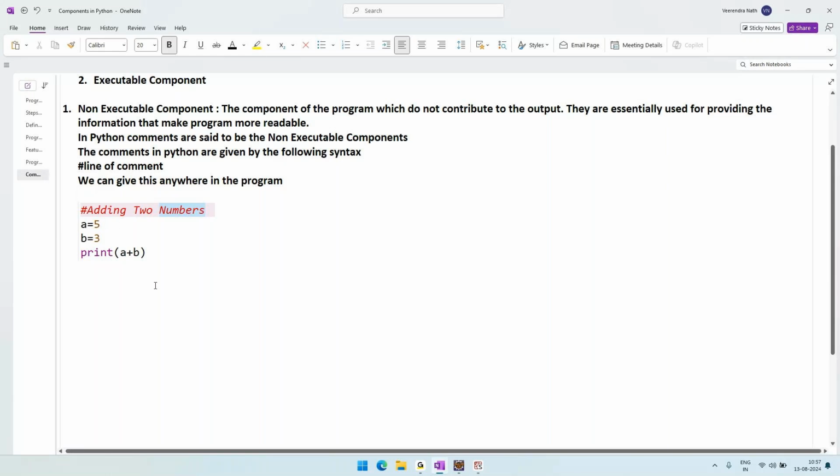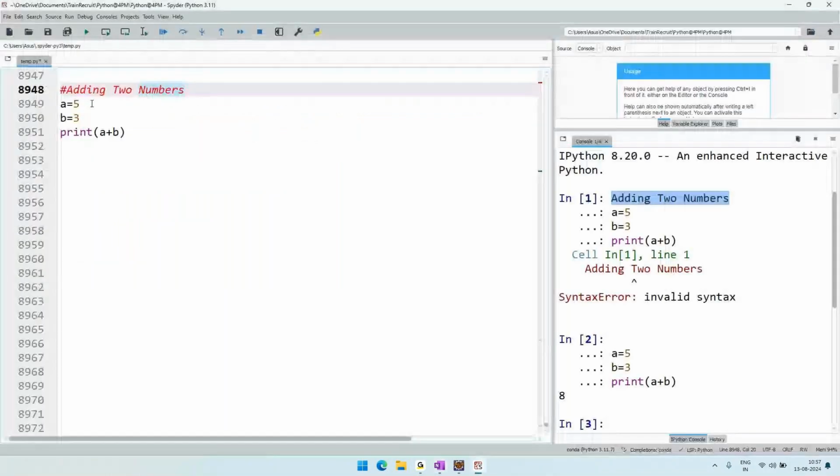So next we will talk about these comments. They can be made on any line of the program. It doesn't have to be only this particular line. So a is equal to 5.